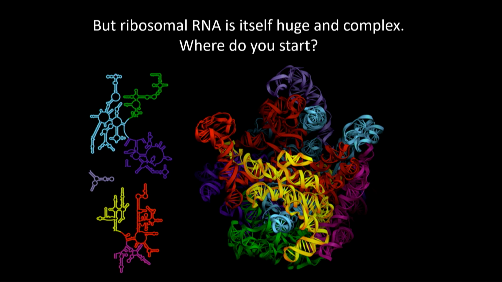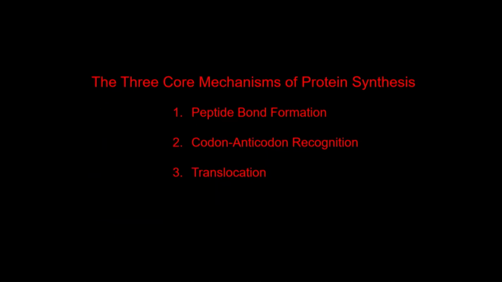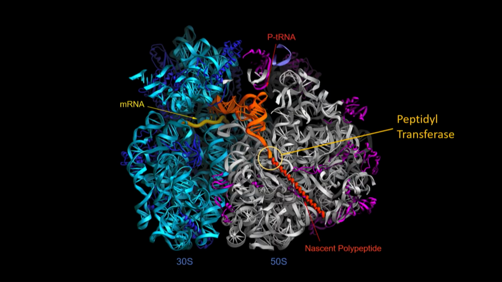But ribosomal RNA is itself huge. This is just one of the ribosomal RNAs, the 23S RNA from the large ribosomal subunit, with the secondary structures shown on the left and the 3D structure shown on the right. So this is already huge. Where do you start? There are three core mechanisms of protein synthesis: peptide bond formation, codon-anticodon recognition, and translocation. So if we start with the first one, peptide bond formation, the peptidyltransferase center is actually a tiny, relatively speaking, three-dimensional structure that catalyzes peptide bond formation inside that little circle shown there.